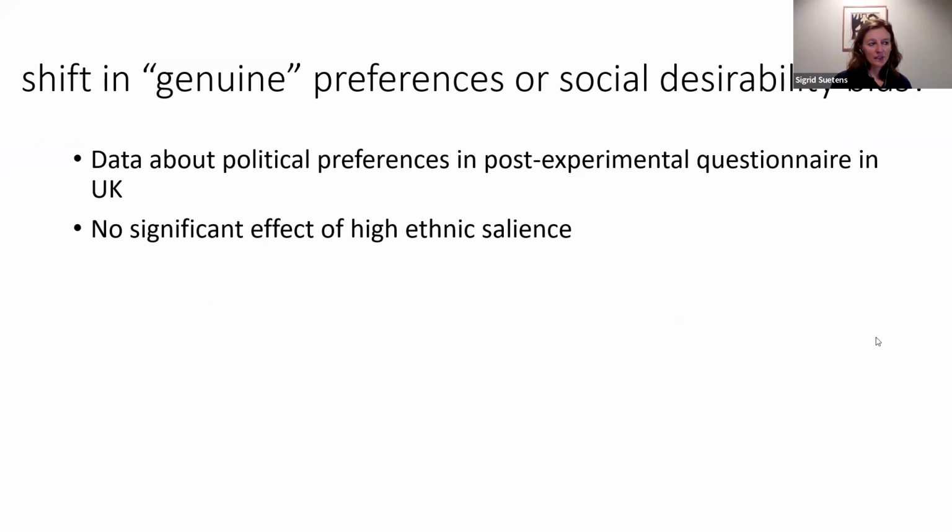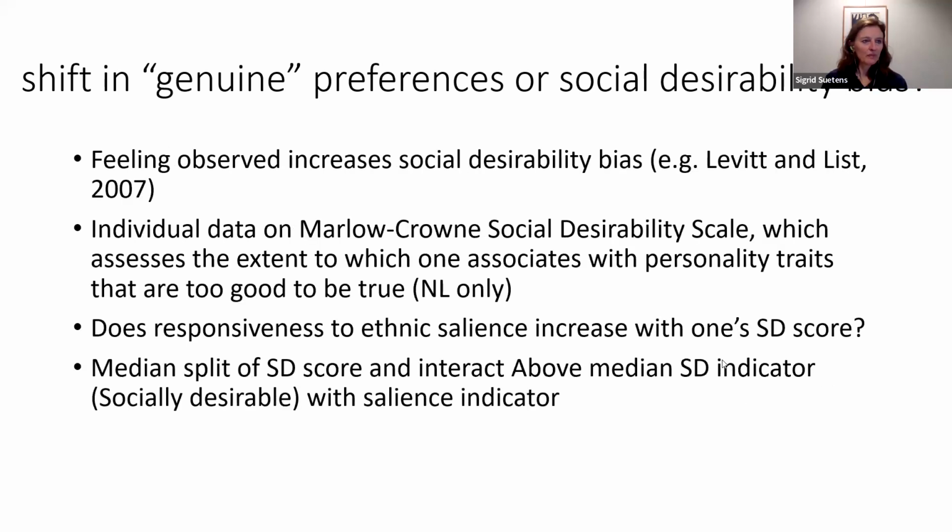For the UK, we also have some information. We collected data about political preferences in post-experimental questionnaires, so that people answered right after they participated in the experiment. I didn't put that on the slides because there's really no effect at all of high ethnic salience on what they report in these data, right? So also on the basis of the UK data, it doesn't seem to be the case that the political preferences go in line with the behavior.